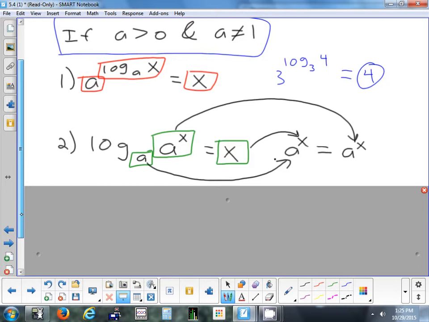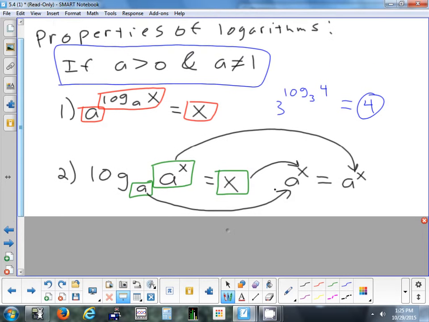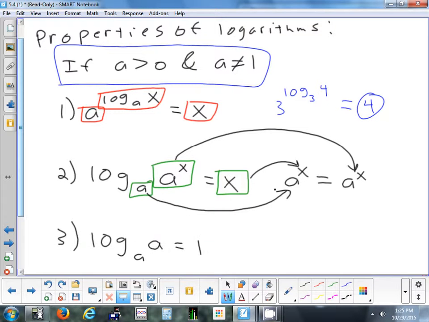Yeah, this is just like a proof. This is the reason why rule number 2 works. I just took rule 2 and rewrote it in exponential form to make it clearer, to show you why it works. I'll do the same thing here.